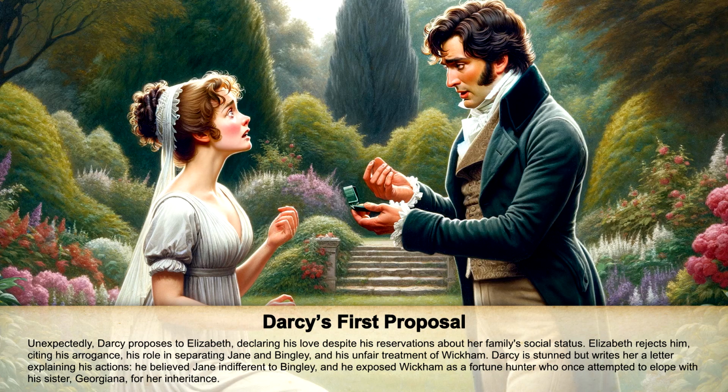Darcy's first proposal. Unexpectedly, Darcy proposes to Elizabeth, declaring his love despite his reservations about her family's social status. Elizabeth rejects him, citing his arrogance, his role in separating Jane and Bingley, and his unfair treatment of Wickham. Darcy is stunned, but writes her a letter explaining his actions. He believed Jane indifferent to Bingley, and he exposed Wickham as a fortune hunter who once attempted to elope with his sister Georgiana for her inheritance.